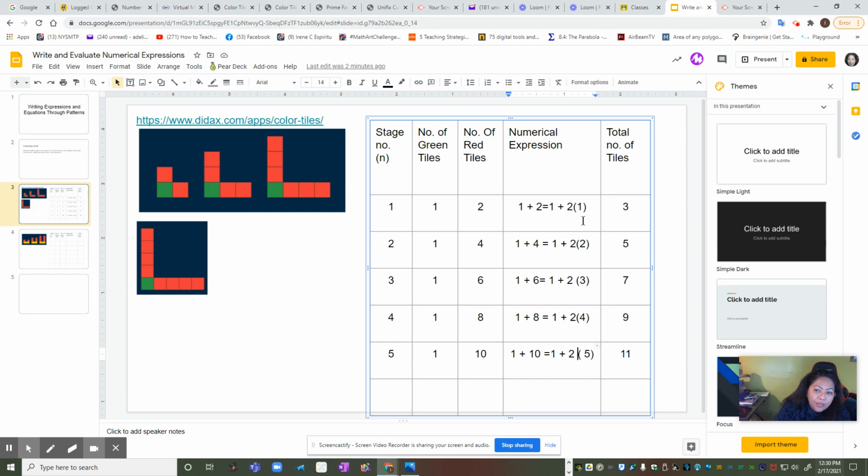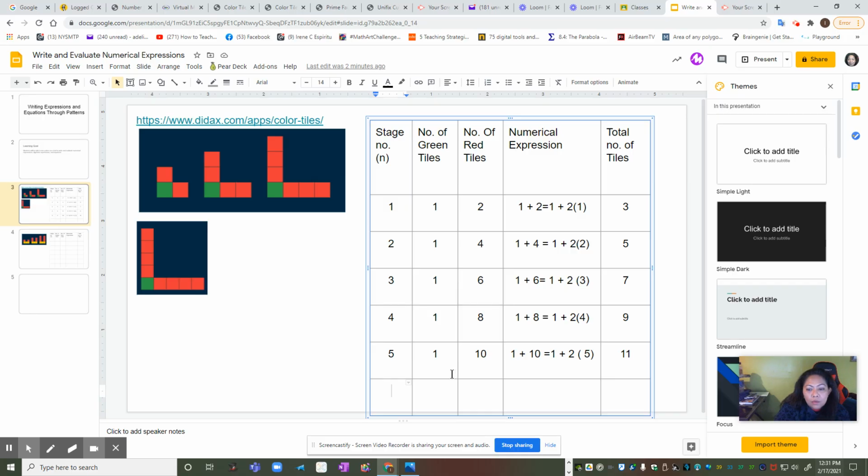So we can say that there are 2 groups of 1, because you have 1 here, 1 here. For stage 2, there are 2 groups of 2. And stage 3, you have 2 groups of 3. Stage 4, you have 2 groups of 4. And stage 5, you have 2 groups of 5.